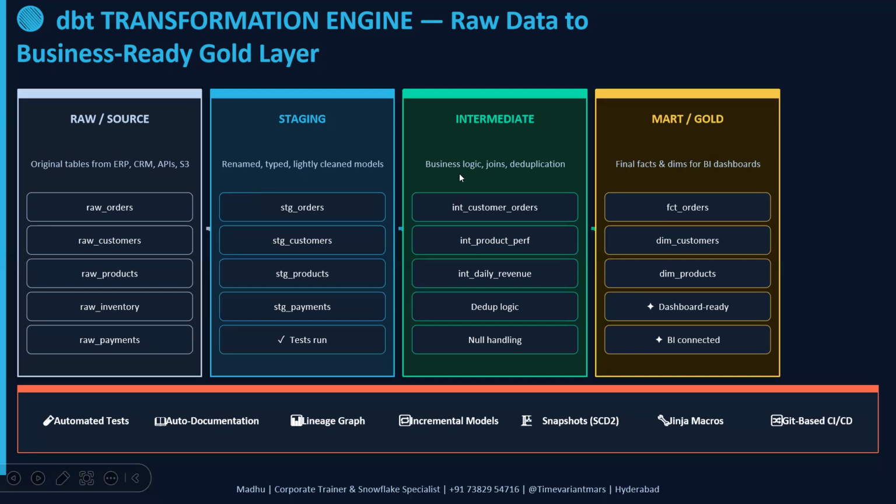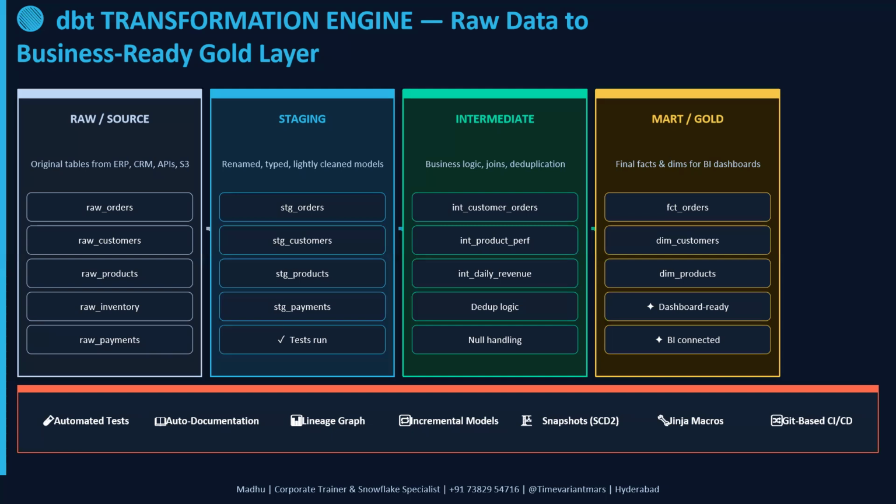And the third one, intermediate, you can see here. This is where business logic lives: joins, complex transformations, deduplication logic, null handling, customer lifetime value calculation, and revenue attribution. The heavy lifting happens here. And finally, the mart, or you can call it gold. This is your final, beautiful, business-ready layer: fact tables and dimension tables, exactly what your Power BI or Tableau dashboard connects to, clean and tested.